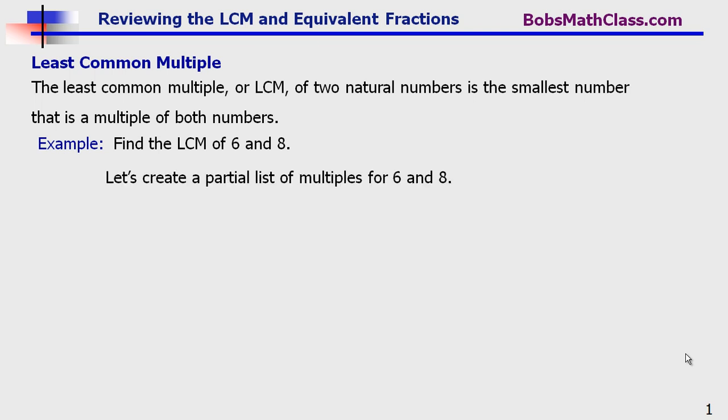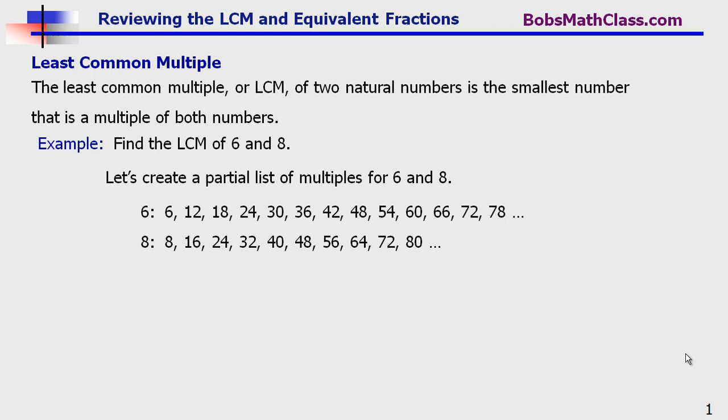Okay, let's first create a partial list of multiples for 6 and 8. So multiples of 6 would be 6, 12, 18. Basically, we're just multiplying 6 by each natural number starting at 1. 6 times 1 is 6. 6 times 2 is 12. 6 times 3 is 18, etc. Or if you keep adding by 6. And the same thing with 8. 8, 16, 24.